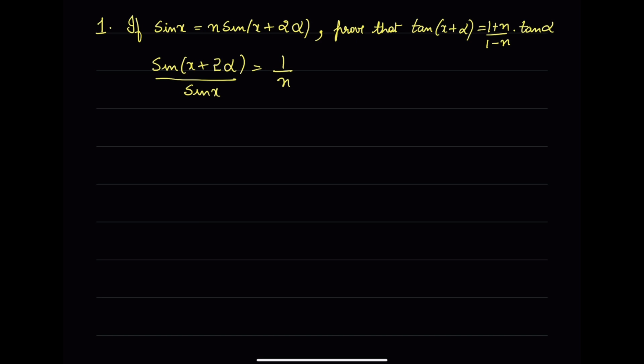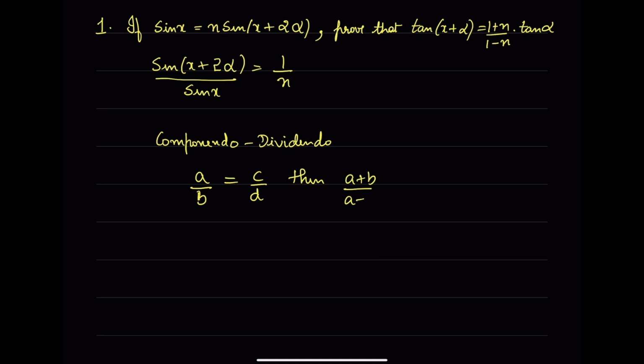Now, we will use a rule of mathematics, the ratios, called Componendo Dividendo. So what does this rule say? If the ratio a by b is equal to c by d, then a plus b by a minus b is equal to c plus d by c minus d. So we'll apply this logic to our equation here.